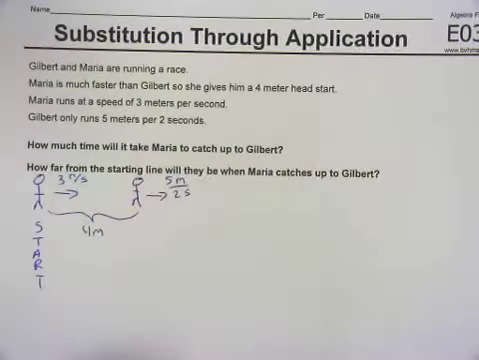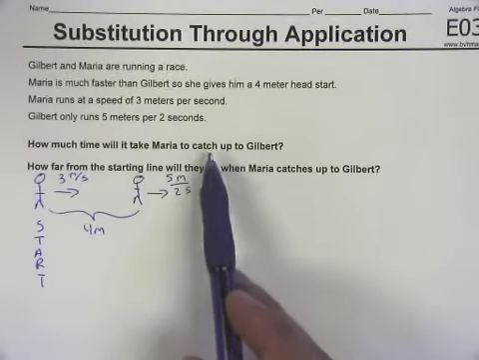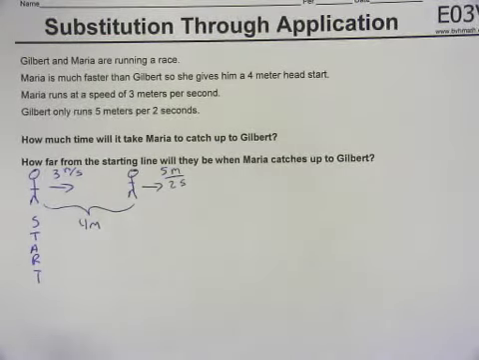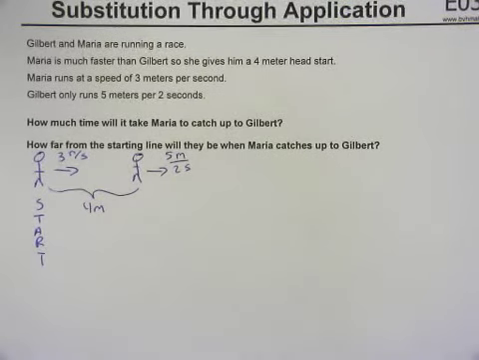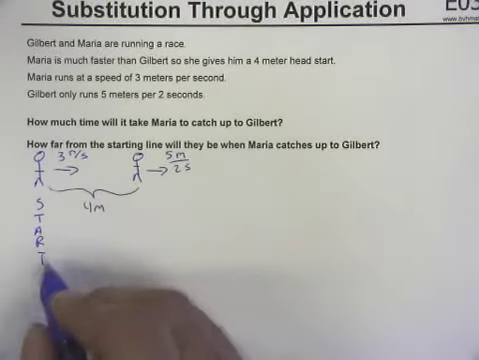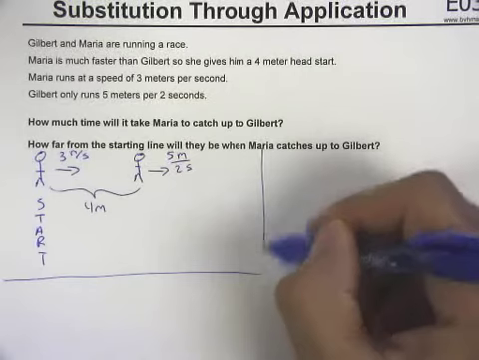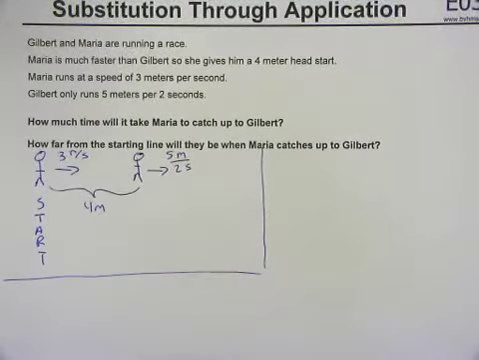2 seconds. Now what they ask us here is to figure out how long it's going to take Maria to catch up to Gilbert and how far from the starting line they're going to be when Maria does catch up to Gilbert. And we know that we could do this graphically, but today we're going to learn how to do it algebraically. Here's what we need to go ahead and do. So here we have our picture of the situation.